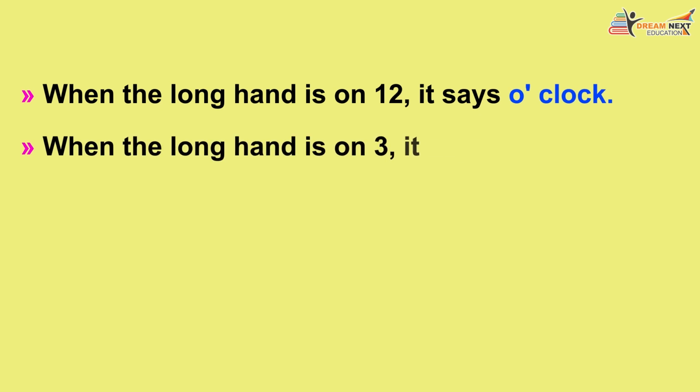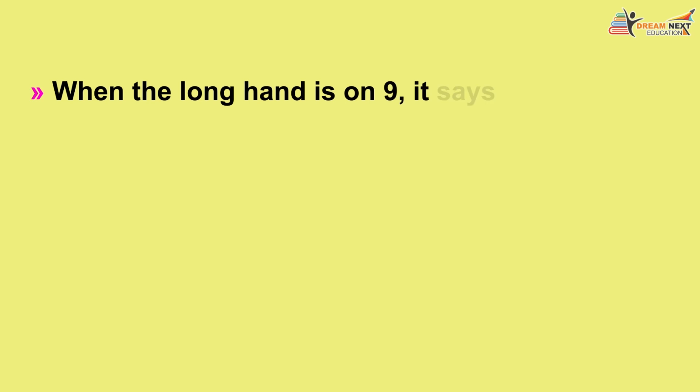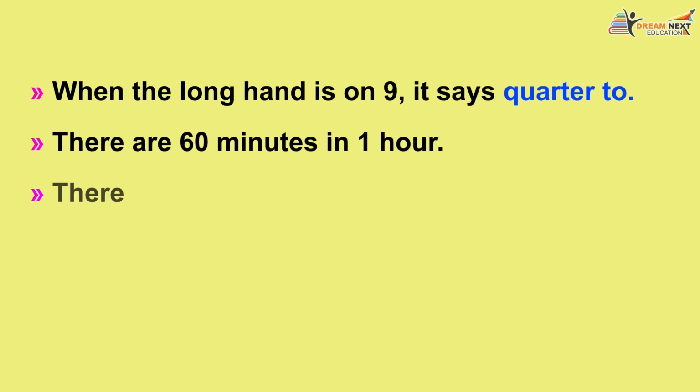When the long hand is on 12, it says 12 o'clock. When the long hand is on 3, it says quarter past. When the long hand is on 6, it says half past. When the long hand is on 9, it says quarter to.